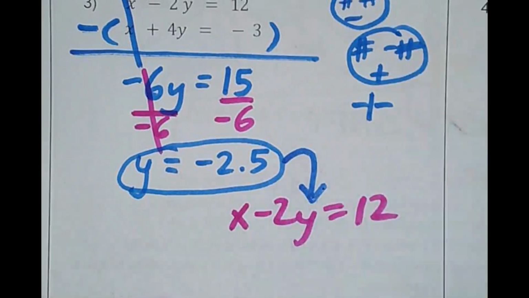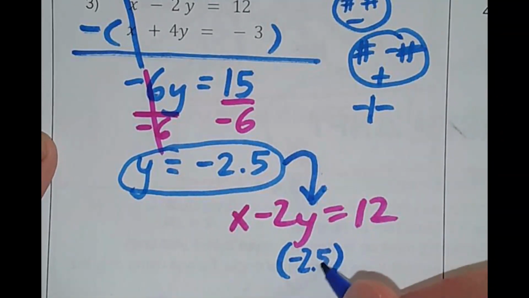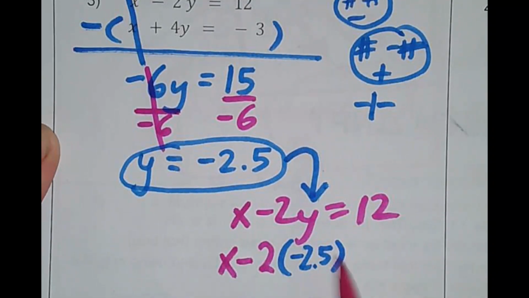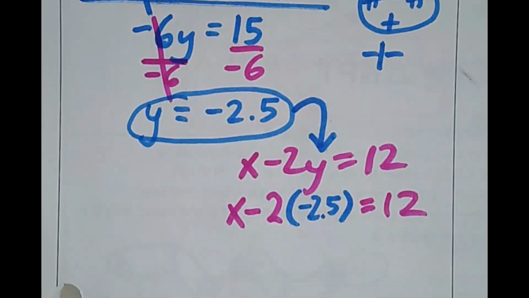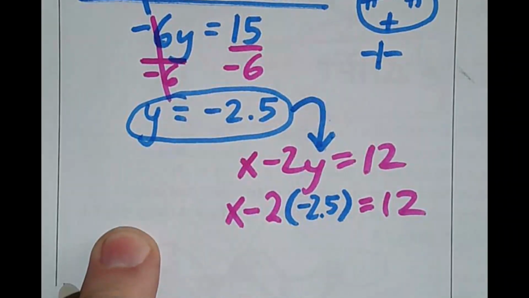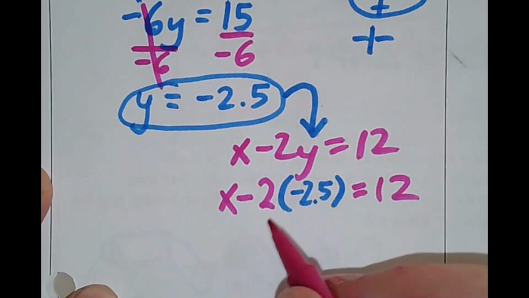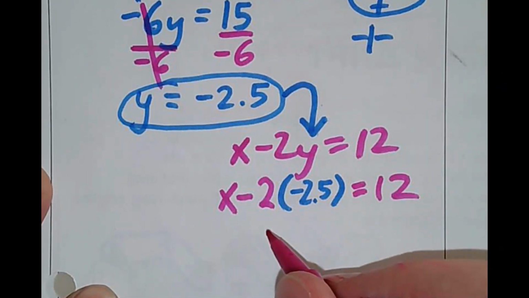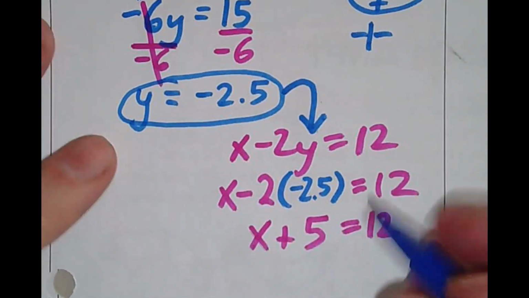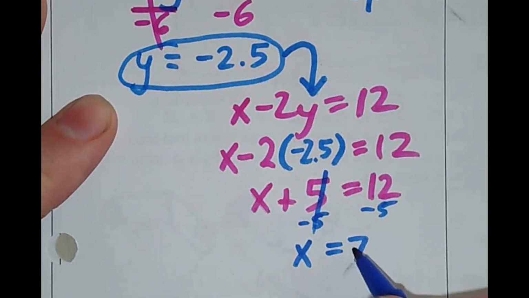And like we've practiced, we're going to go ahead and replace the Y with parentheses and write down negative 2.5. So that's going to give us X minus 2 times negative 2.5 equals 12. Notice the Y replaced itself with the negative 2.5. Okay, here's a weird one. Negative negative. What's negative negative again? You're going to see this a lot. So it's going to be a positive. 2 times 2.5 will be a 5. So we get X plus 5 equals 12. Subtracting 5 to both sides will give me my answer of X equals 7.